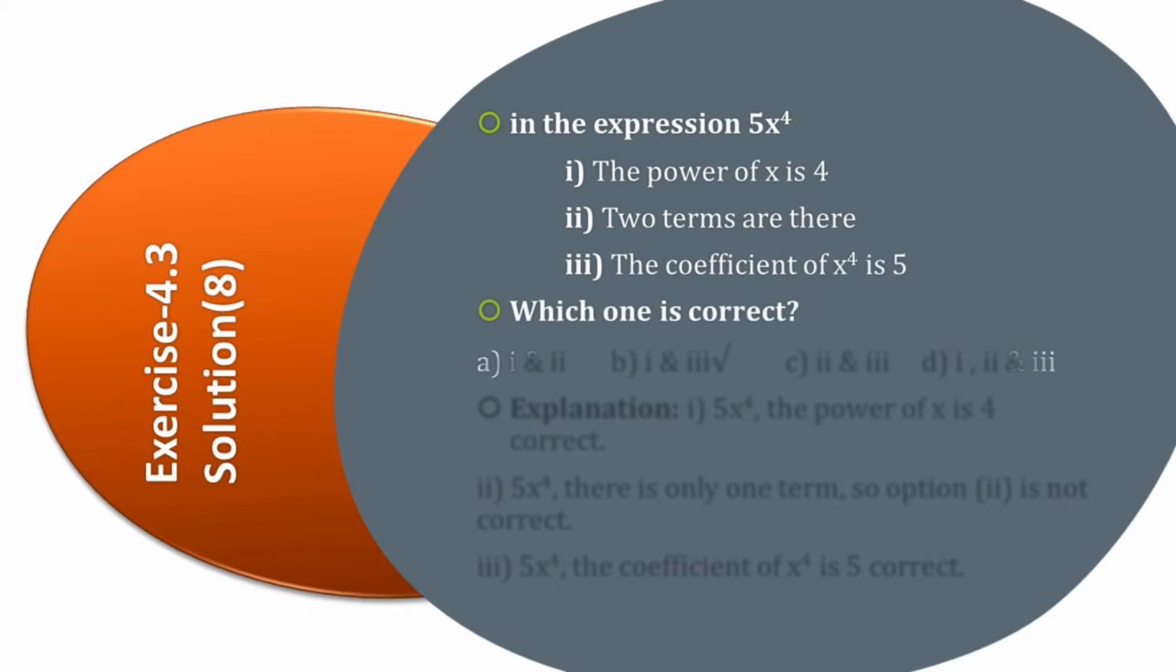So these are the options, my dear, and as you can see the tick mark is on number B, 1 and 3, which is the correct answer. Let us see the explanation. Why 1 and 3? Why not 2?